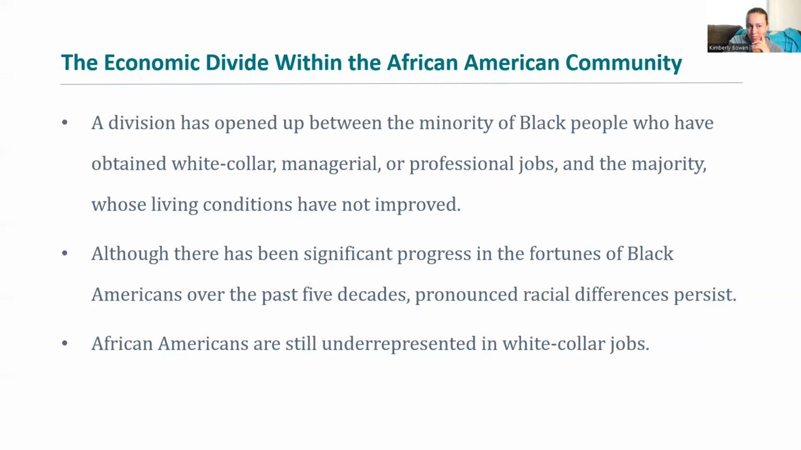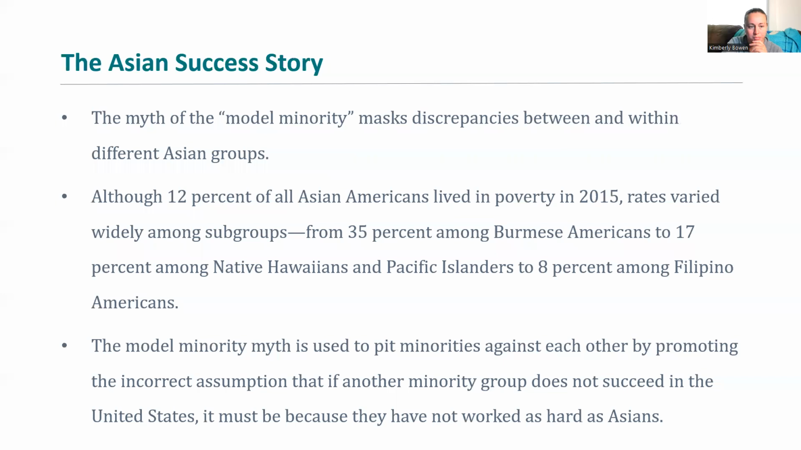A division has opened up between the minority of Black people who obtained white collar, managerial and professional jobs, and the majority of those whose living conditions have not really improved. And although there's been significant progress in the fortunes of Black Americans over the past 5 decades, pronounced racial differences still persist. And we kind of talked about that consistently through this lecture. African Americans are still underrepresented in white collar jobs, and especially in upper tiers of white collar jobs.